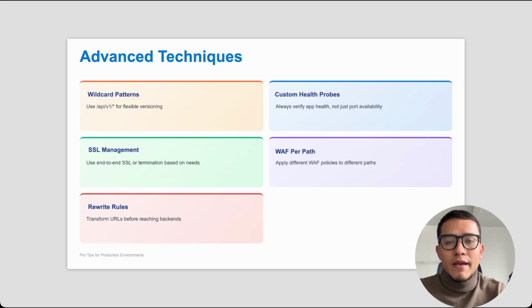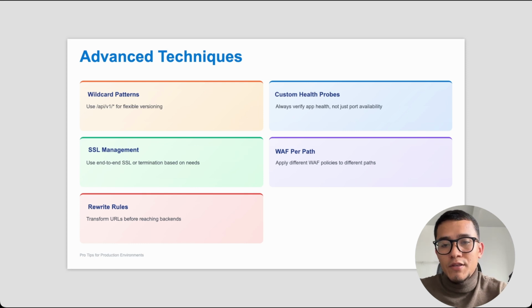Now that you got the basics down, let me share some advanced techniques. Wildcard patterns. You can use wildcards in your path patterns for more flexible matching. Custom health probes. Each backend pool should have a custom health probe. Don't rely on the default probe. SSL certificate management. When using path-based routing, you typically need one SSL certificate for your domain, but you can configure different SSL settings for backend communication.